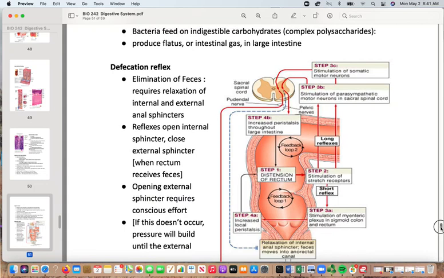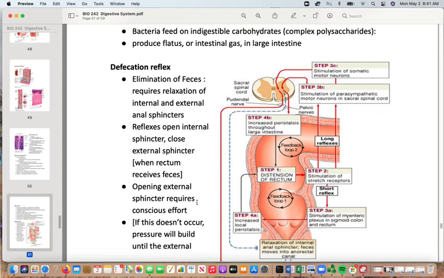So the defecation reflex is going to be how you're going to start the process of eliminating feces. It requires relaxation of the internal and external sphincters in order for that to happen. The reflex will open the internal sphincter and close the external sphincter when the rectum receives the feces. Then the opening of the external sphincter requires conscious effort. So this gives you some conscious control.